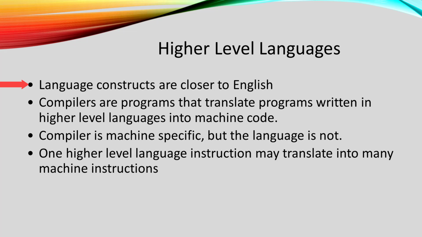By higher level, we mean closer to English and less machine-specific. With higher-level languages, we still need a program to translate our code, called source code, into machine code. These translating programs are called compilers. Compilers are machine-specific because they are translating into a specific machine's language. But the higher-level language is not machine-specific. These are no longer assembly languages because one higher-level instruction may be translated into many machine instructions.